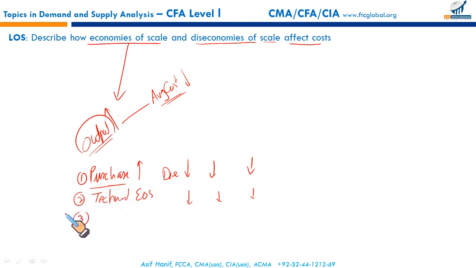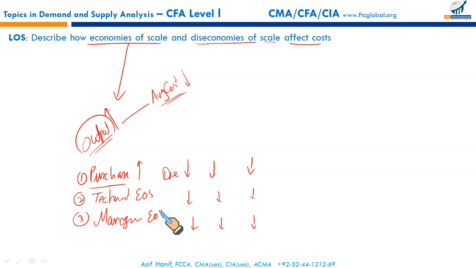Third, you're a large business. You can appoint professional managers, qualified CFAs, qualified chartered accountants, qualified ACCAs, CPAs, Harvard graduates, competent people who are good at their work. Maybe they cost more, but they will be able to run the business more efficiently. And this efficiency will be reflected in the form of reduction in your average cost. This is called managerial economies of scale. Competent managers can reduce your average cost.